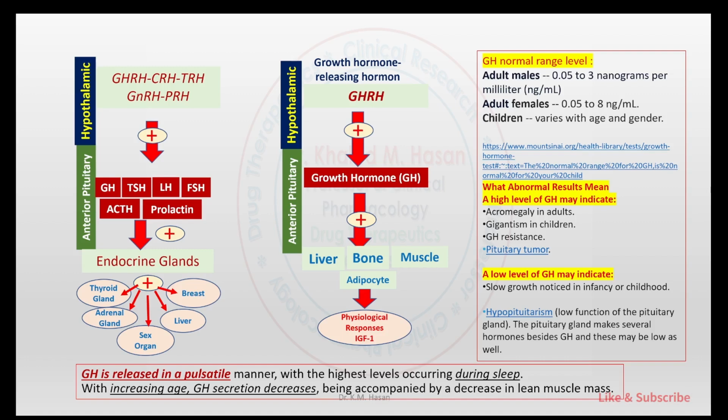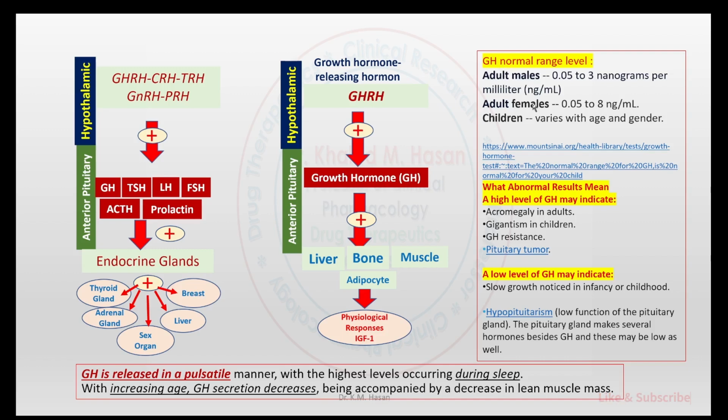Again, also here we have something called negative feedback. We need to remember the growth hormone is released in the human body in a pulsatile manner. That means the growth hormone will be high during sleeping, especially in children. But with increasing age, the growth hormone decreases, and this is associated with decreased lean muscle mass. We sometimes ask when you have any suspicion about the growth hormone, about the development of children. We ask for the growth hormone blood test.